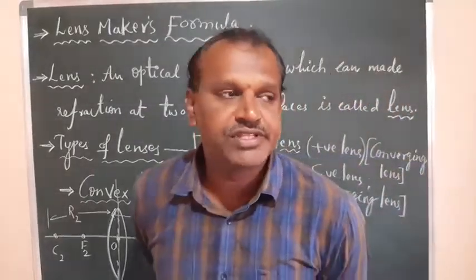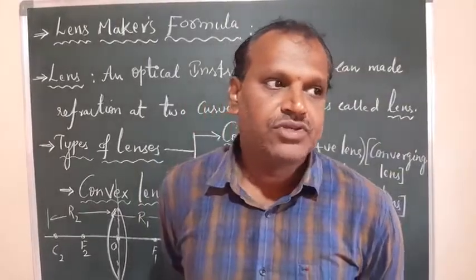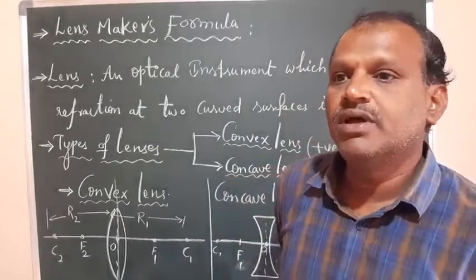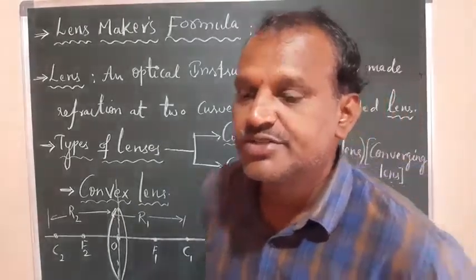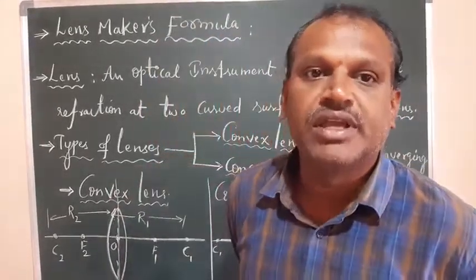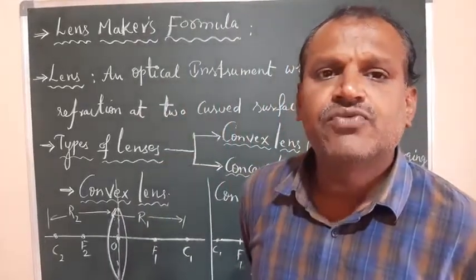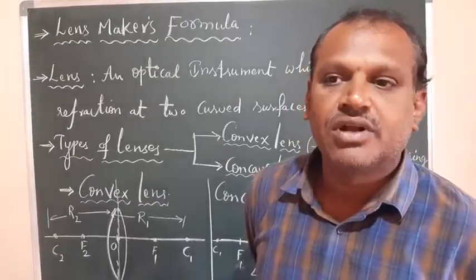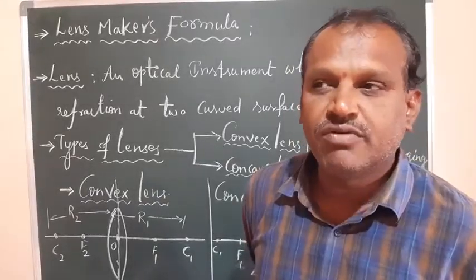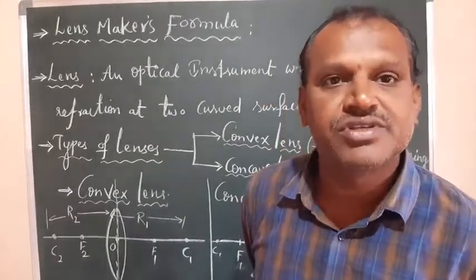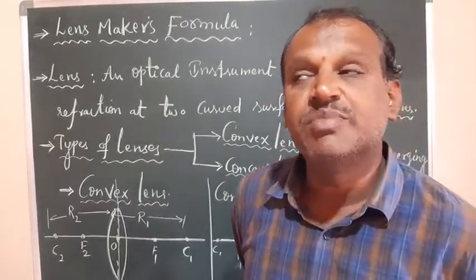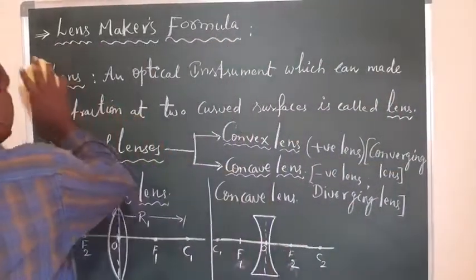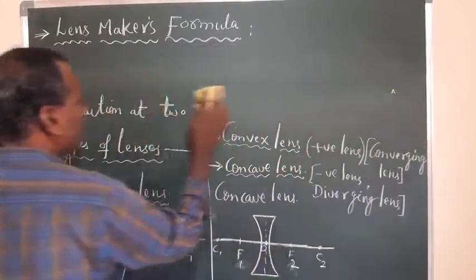Now there is one more relation, called the lens maker's formula. I'll give you directly the lens maker's formula and also the lens formula. After that we'll see image formation for object positions for a convex lens as well as a concave lens. Whatever we are discussing is related to the refraction process at curved or spherical surfaces. So now I'll give you the lens maker's formula and lens formula.